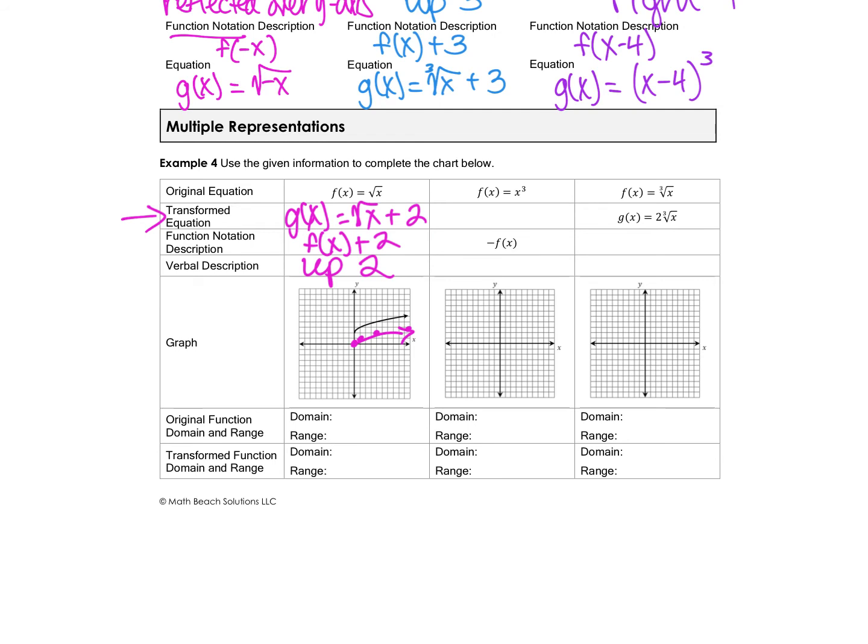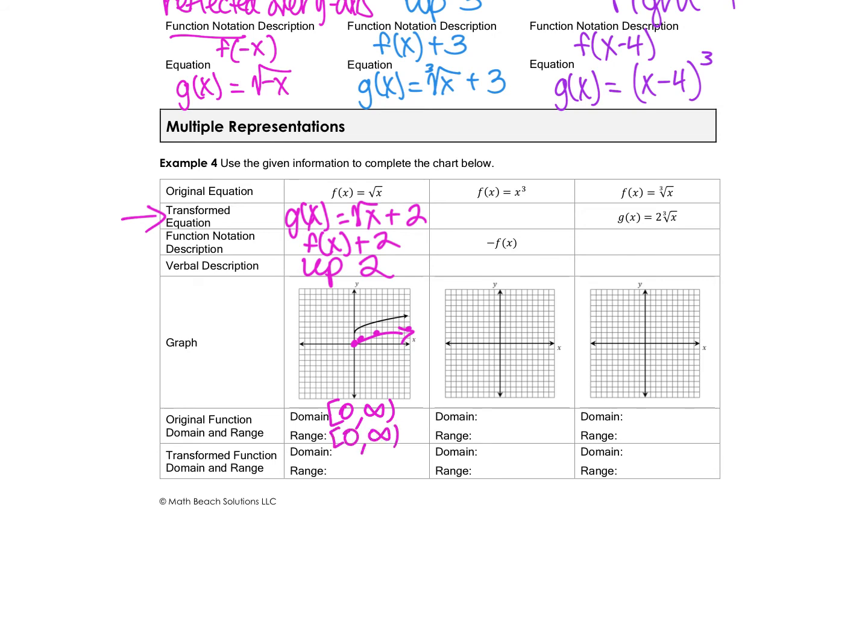Okay, so your original function, I went ahead and graphed it. Our original domain and range, we already talked about it, but we'll go ahead and go over it again. Domain, it goes from 0 to infinity. And same for the range.